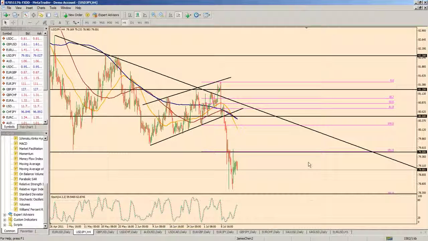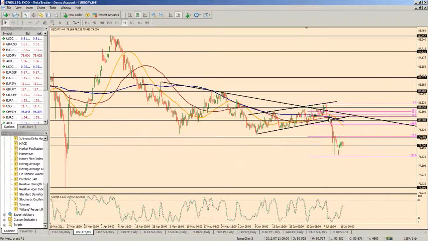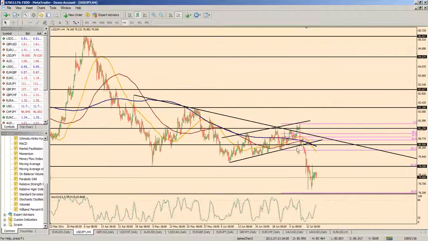Dollar yen. If you caught this breakdown below this channel here, you were in very good shape. I was talking about a breakdown, right about over here. I was talking about if price action broke down, and it didn't yet. This is a 4-hour chart of dollar yen. It didn't break down yet, but right around here, I was looking for a breakdown.